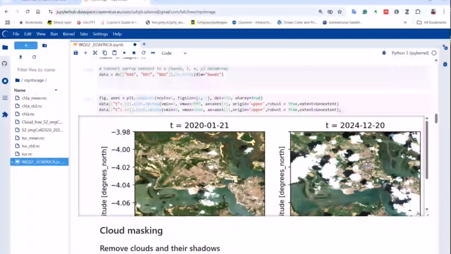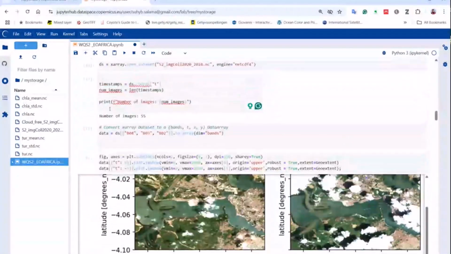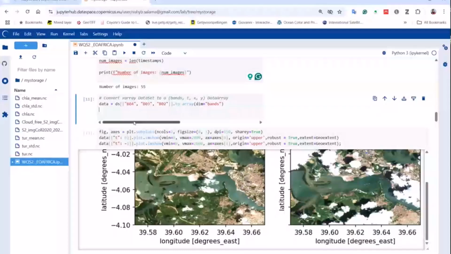Visualization of the area. I think this is in Kenya, in Mombasa, but I will come to that later. So now you would like to visualize it.